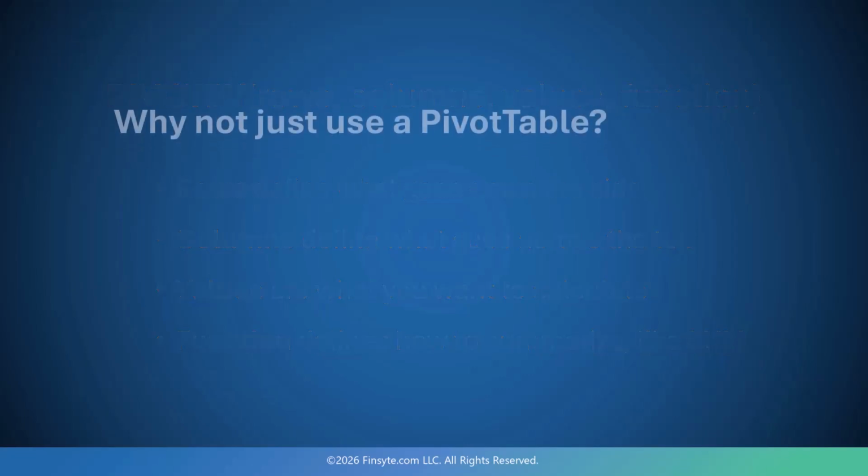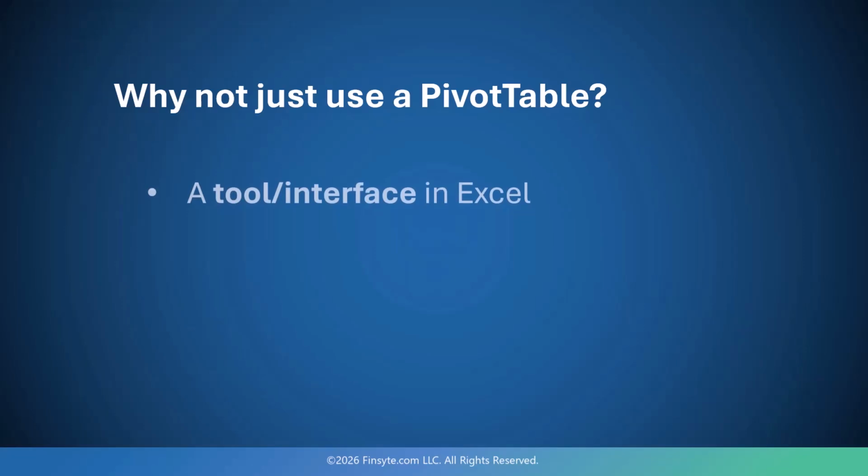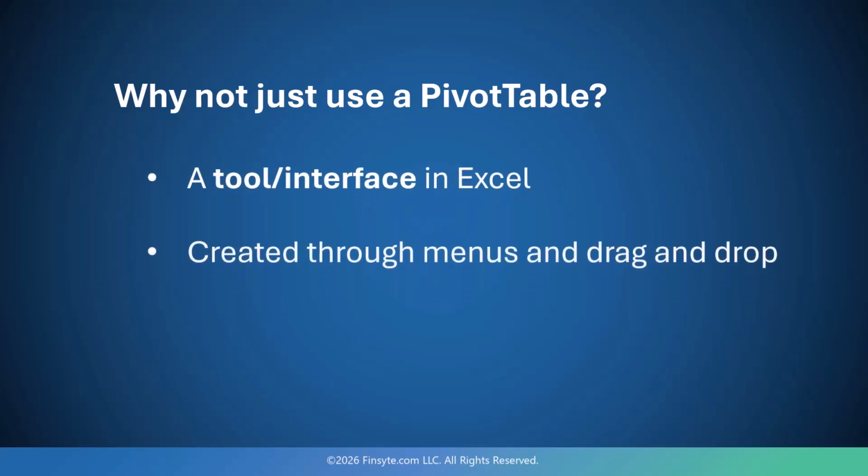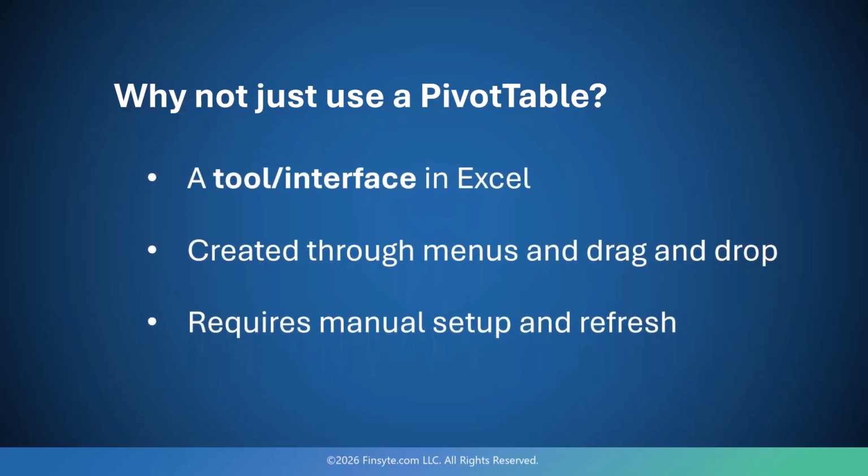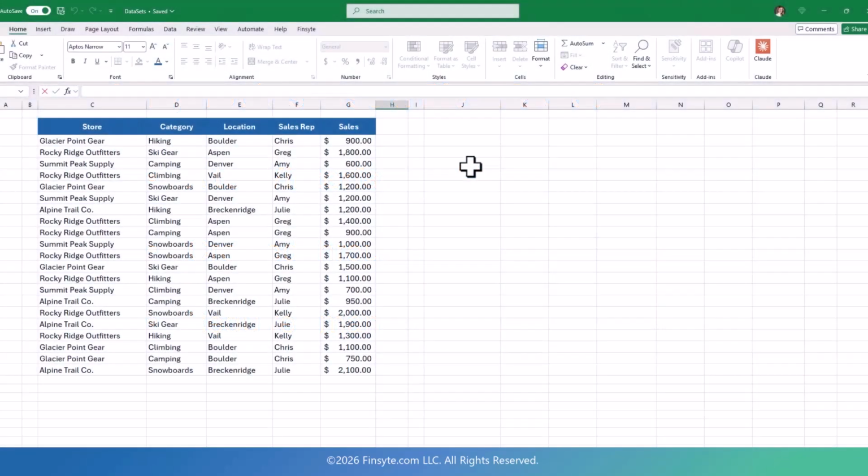Why not use just pivot tables? Pivot tables are powerful, but they're more of a manual tool. They require manual setup and need to be refreshed to reflect updated data, which can lead to reports getting out of sync. Because of this, they are less flexible and harder to maintain in environments like Finsight, where automation and consistency are key. Here we have a simple data set showing store sales by category, location, and sales rep.